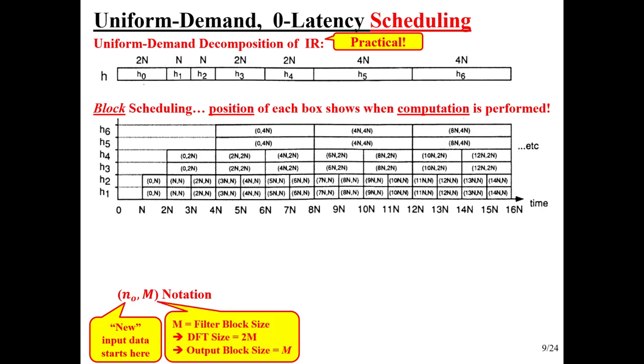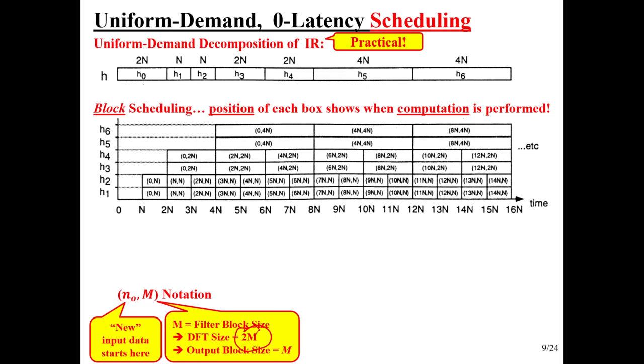The second number tells us the filter block size. So you can see H1 has length n, so all of these have a second number of n. H2 also has n. H3 has 2n, so all of those have a second number of 2n, and so on. That also tells us our DFT size, 2m.